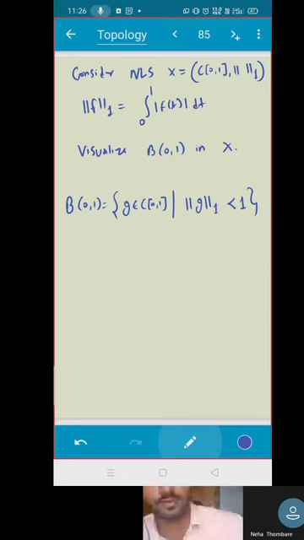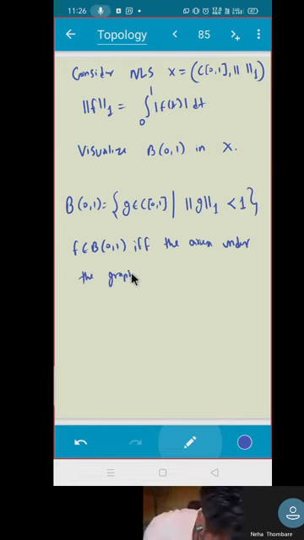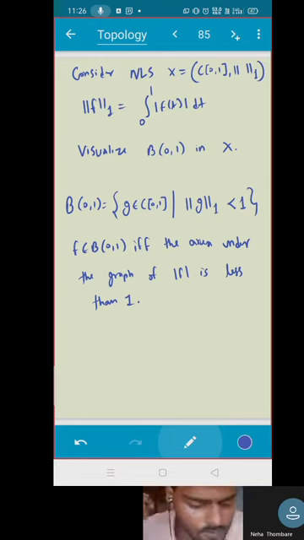So what will B01 contain? You can say that an element f belongs to B01 if and only if the area under the graph of mod f is less than 1. Correct? Is that okay? Do you agree?